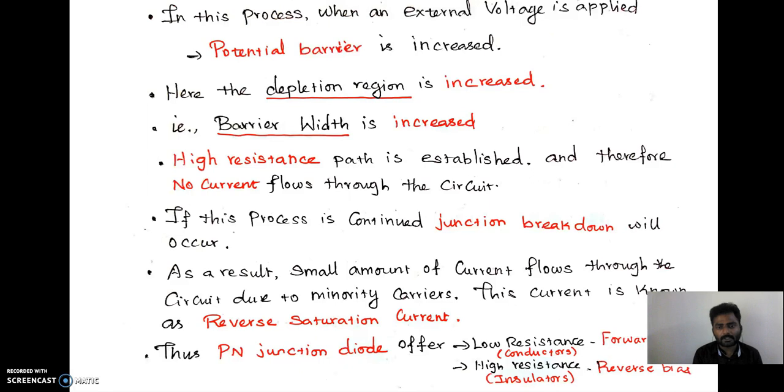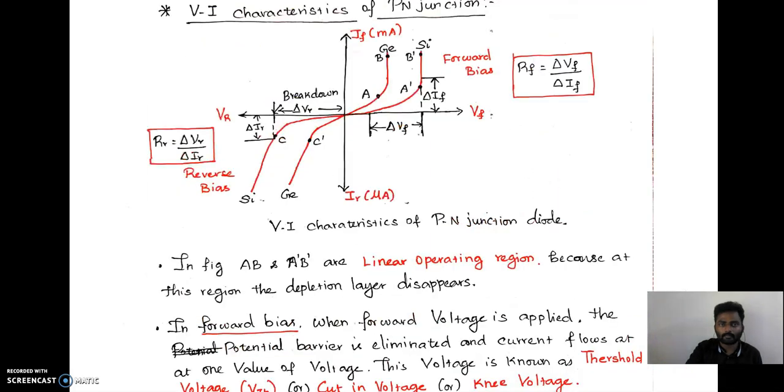Thus the PN junction diode offers a very low resistance and acts as a conductor during forward bias, and a very high resistance and acts as an insulator during reverse bias. Coming to the voltage and current characteristics of the PN junction diode, I have shown the diagram for the VI characteristics, for both germanium and silicon, in both the forward bias region and the reverse bias region. From the diagram we can understand that the threshold voltage occurs for germanium at 0.3 volt and for silicon at 0.7 volt in the forward bias condition.